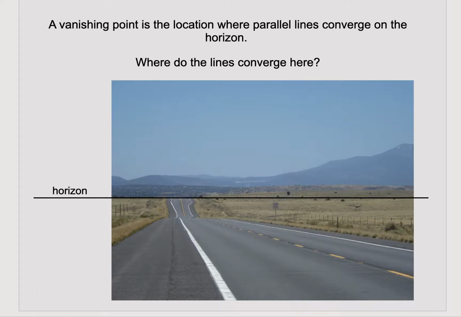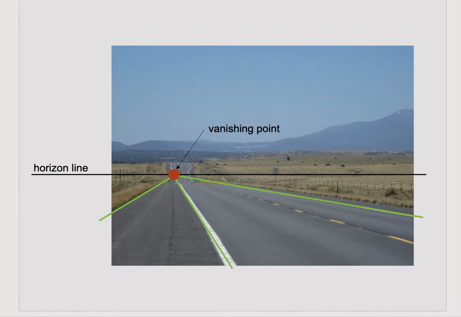So a vanishing point is the location where parallel lines in a work or a photo or reality converge on the horizon. And so when you look at this, where do the lines converge? Where's that vanishing point? It's there. So we just take these lines and we draw them back to the horizon. My cursor's not working with me. We draw back to the horizon until they all overlap, and that's where our vanishing point is.